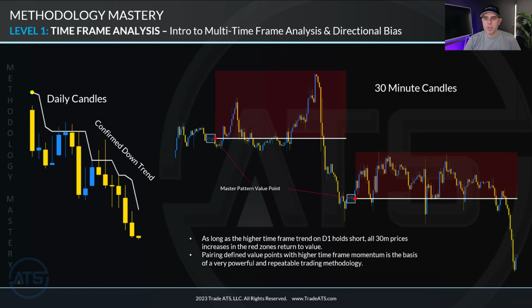Looking at the bottom of our slide, as long as the higher time frame trend on the daily holds short, all 30-minute price increases in the red zones return to value. Nothing will continue to trend up as long as the daily holders are supporting the trend. Pairing defined value points with higher time frame momentum is the basis of a very powerful and repeatable trading methodology. This is what we would call our basic strategy, which you'll learn more about.